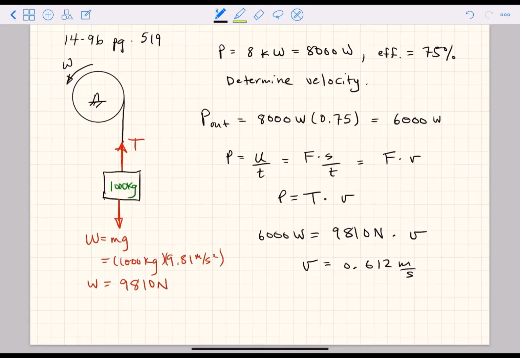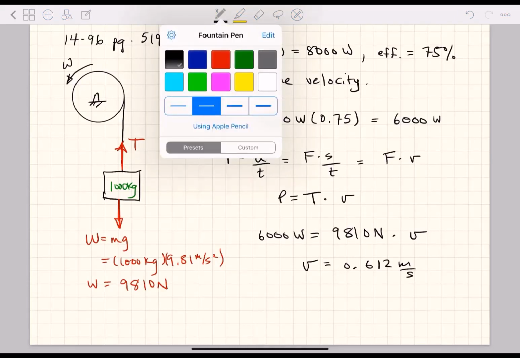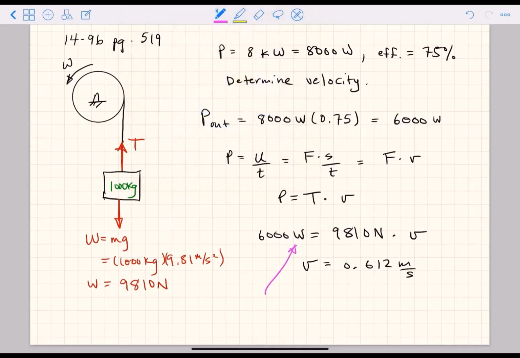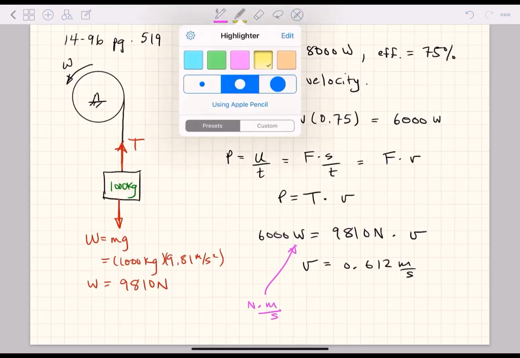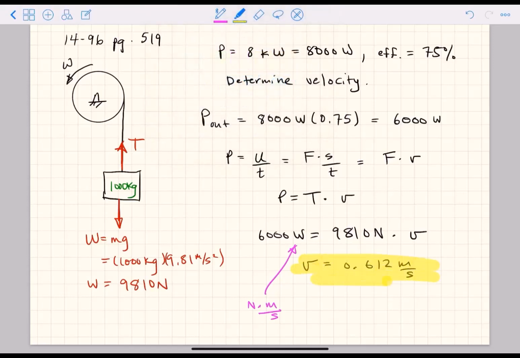And this one is a good example of saying, oh, wait a second, I'm dividing watts by newtons, so how am I getting meters per second? Well, if you're not sure, just break out the watts. Remember, watts is just newton meters per second. So if I'm dividing newtons times meters per second by newtons, the two newtons cancel out, and I'm left with meters per second for my final answer of 0.612 meters per second.